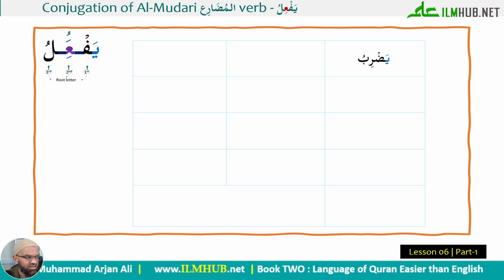Yaf'ilu is the scale. And as you can see here, it could be any of the three. But this particular verb I've chosen is the one with the kasra in the second root letter. So the root letters are dad, ra, and ba going into the scale of yaf'ilu. So it becomes yadribu. Yadribu.